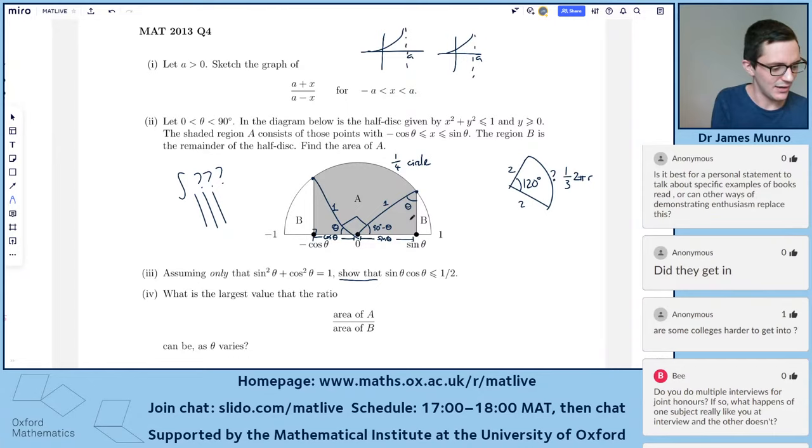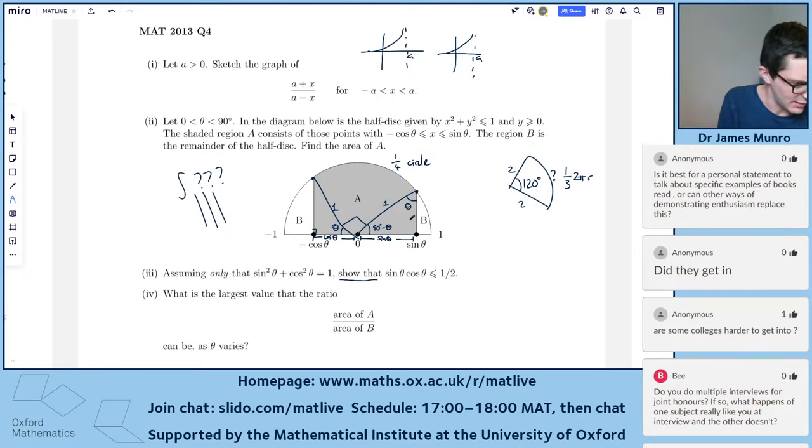Personal statements talk about specific examples of books read. Can other ways of demonstrating enthusiasm replace this? Yeah, I'd say other ways of demonstrating enthusiasm could replace books. Books are tricky because most books are written for a general audience, and you know way more maths than a general audience. So demonstrating enthusiasm by trying out bits of mathematics in some other way might actually be an easier way to demonstrate that you're keen on learning about mathematics.